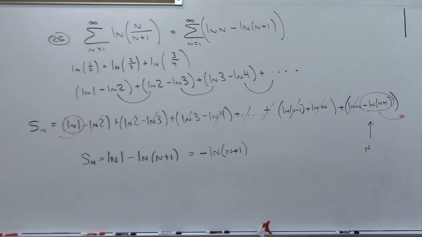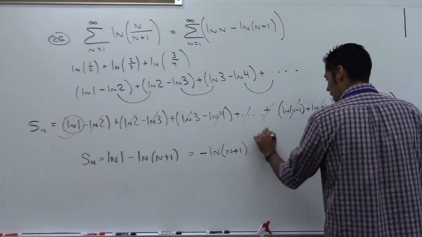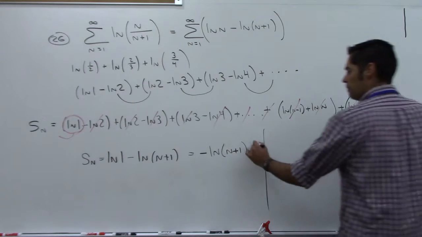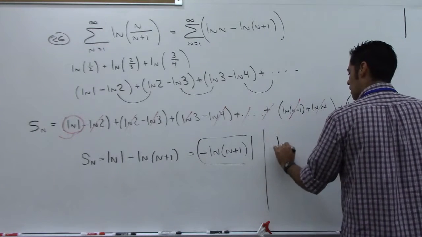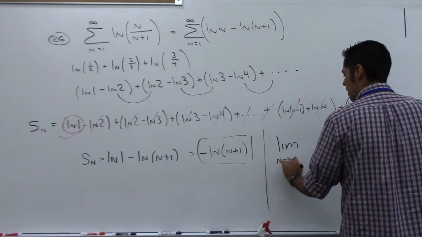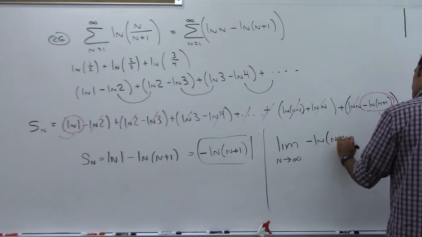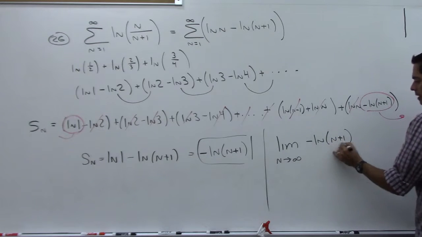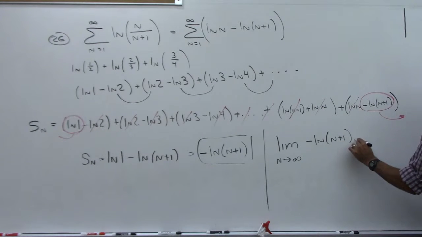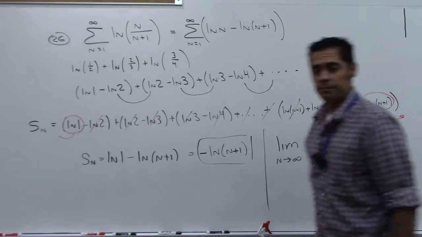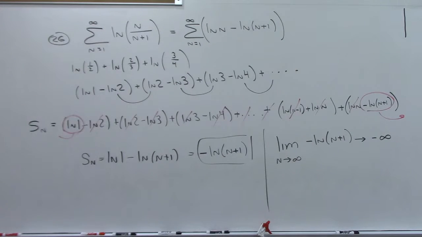And so what happens here? We now say, all right, we found out what S sub n is. That's it right there. Let's take the limit as n goes to infinity of that nth partial sum. And if you let n go to infinity, natural log of infinity becomes infinite. So this heads to negative infinity. And that means this diverges. It's got to go to a number to say it converges.